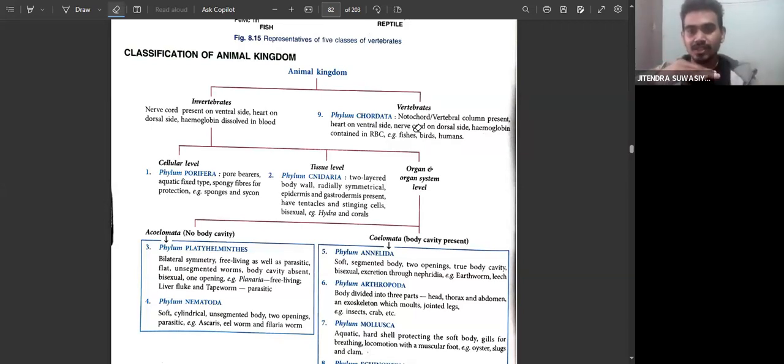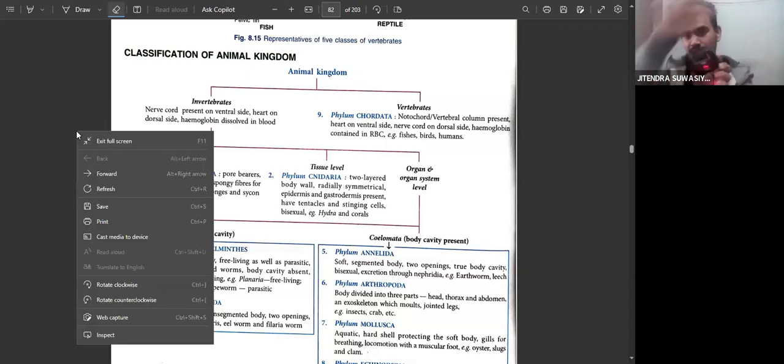So what is the ventral side? The ventral side is the one present on this part. Like if a rabbit sleeps like that, that is the ventral side. So the heart of the phylum chordata is present on the ventral side, and the nerve cord on the dorsal side. Imagine this one is an animal. That is the dorsal side, that is the ventral side, that is posterior, that is anterior, and this side is the lateral side.